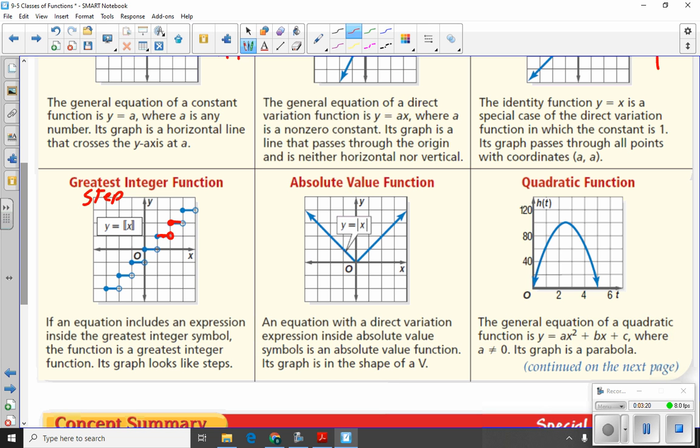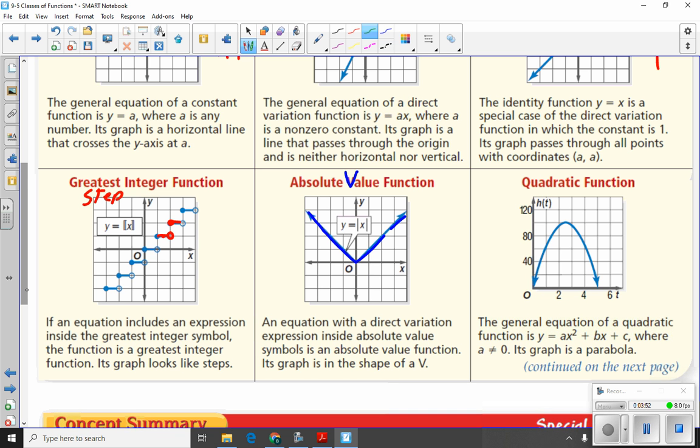Absolute value functions, I like to focus on the v on this one, because absolute value function graphs look like v's. Now, this absolute value can be moved around. It can have different slopes. It does not have to be through the origin, but your x is always inside absolute values. So absolute value equation, remember that v, your graph will look like a v.